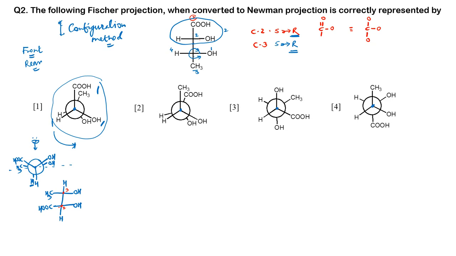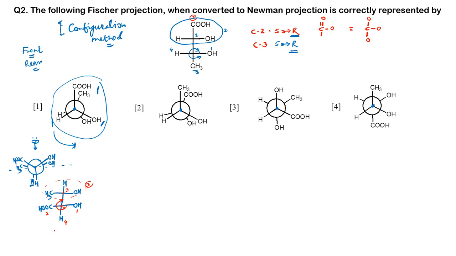If it is matching, that C2 and C3 is matching, then that will be our answer. So we'll identify this C2. We are finding this OH will be the first one, COOH will be the second, this group will have the third priority, hydrogen will be the fourth one. So in this case OH, COOH and this one. So this is moving in clockwise direction.